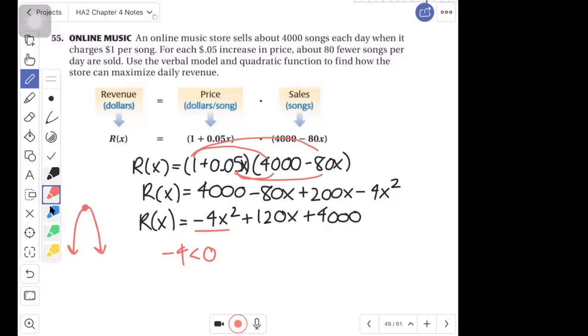Gabby Snyder, what should we do to find the vertex here? Shouldn't you take negative b over 2a? Yeah, we want to find that axis of symmetry. Negative b over 2a. So that's negative b, which is 120, over 2 times a, which is negative 4. So we have negative 120 divided by negative 8, which gives us 15. So that's our x coordinate.